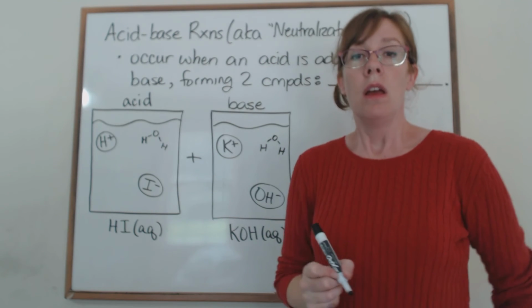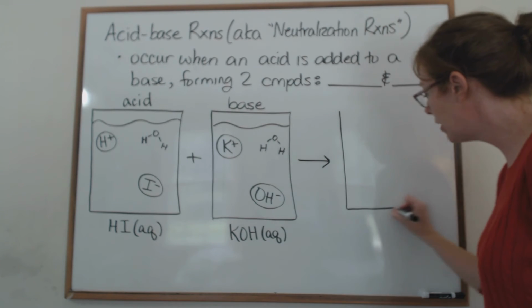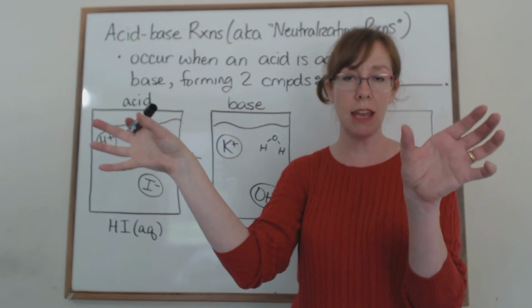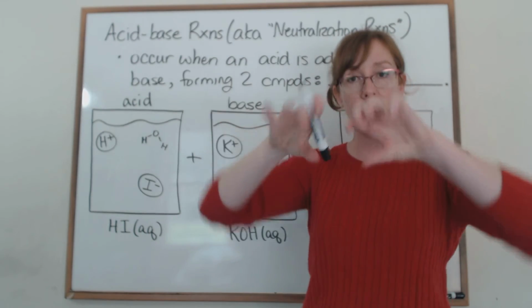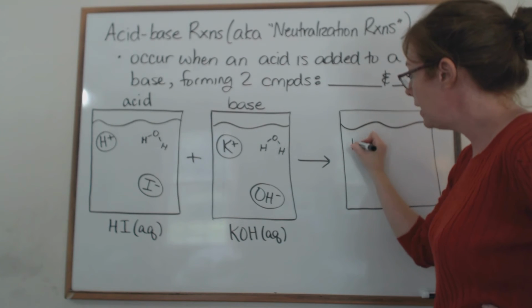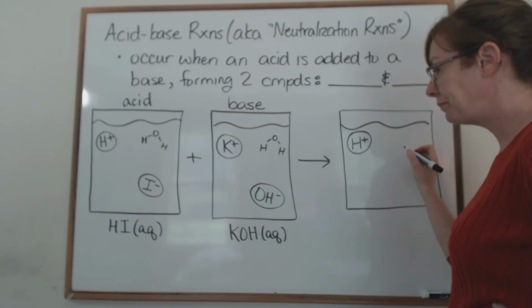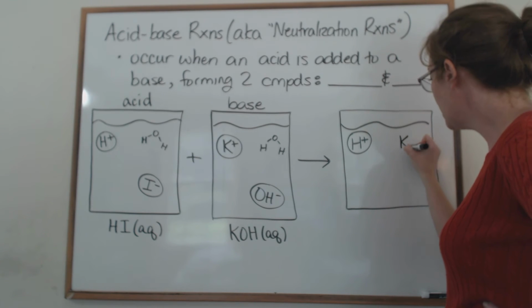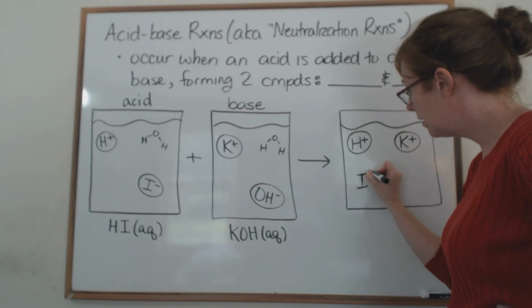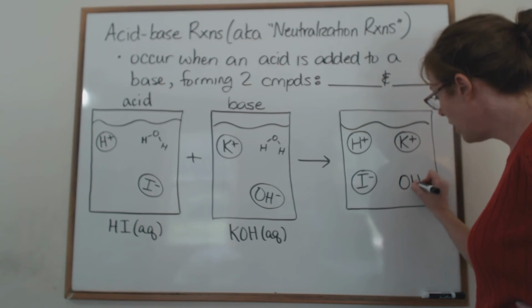Okay. Now, when they're in two separate beakers, you're not going to have a chemical reaction. They can't touch. But when you put them in the same beaker, something can happen. So let's think about what we now have in the beaker. You've got H+, you've got K+, you've got I-. These are all the different ions that are now floating around in your water, and OH-.